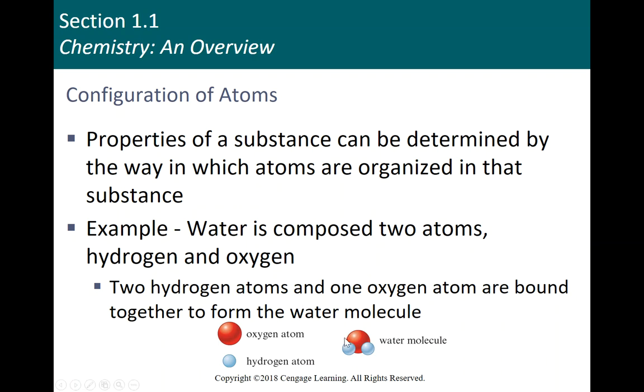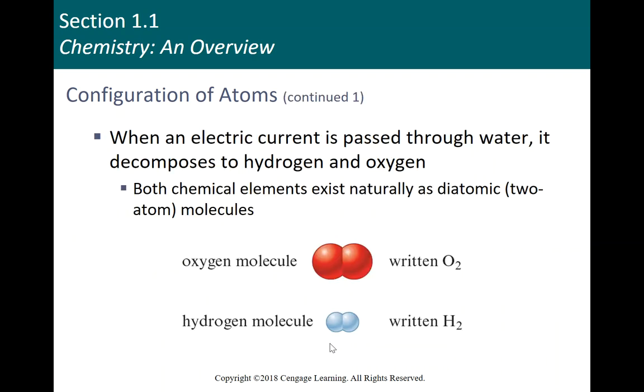Some basic organization is just simple in the fact that every water molecule has one oxygen and two hydrogens. When we pass an electric current through that water, it decomposes the water into its constituents, which are oxygen and hydrogen. Please note, and we'll talk about this again later, that these elements are naturally diatomic. So when they're in their elemental form, they will be O2 and H2.